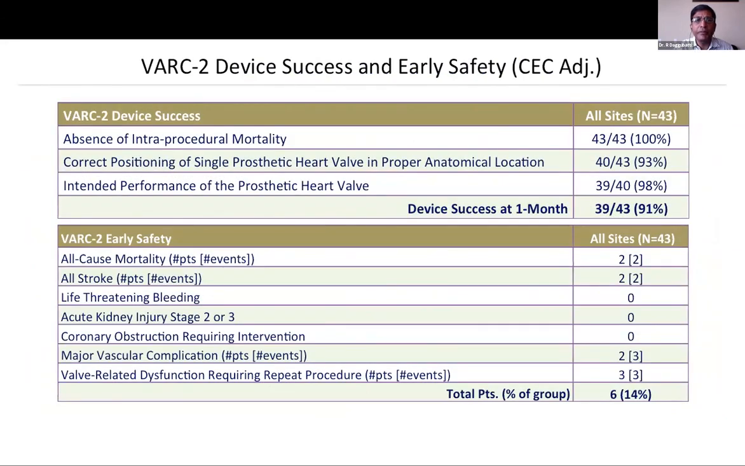And what it showed is that intra-procedural mortality is 0. That's the most important part. And correct positioning of the valve is in the upper 90%. The device success at 1 month is 91%, which I think is one of the highest we have seen so far. The all-cause mortality and early safety measures are all very good. Less than 14% had complications such as major vascular or device-related complications, stroke and mortality all included, seen in 6 patients, that is less than 14%.